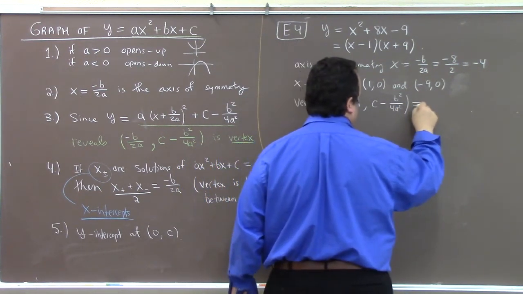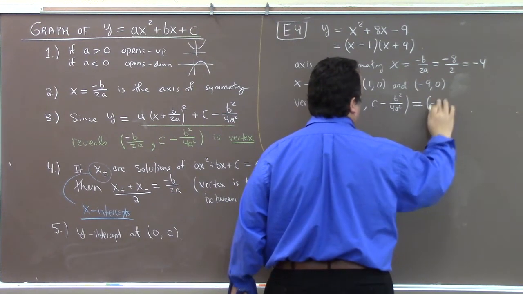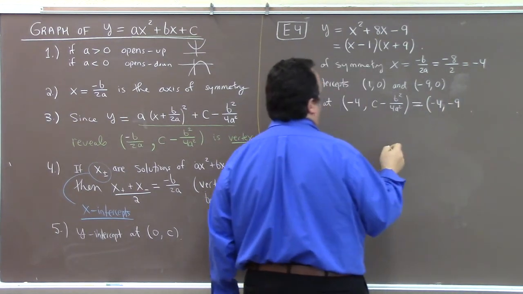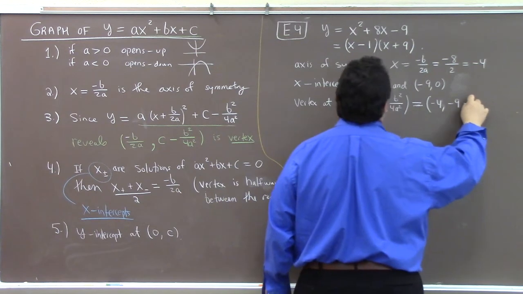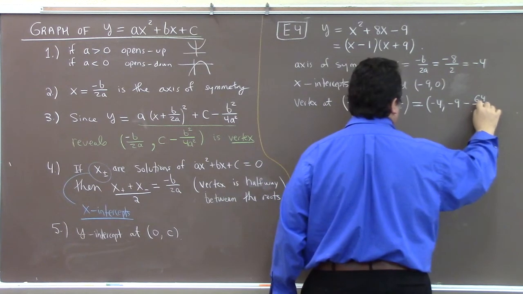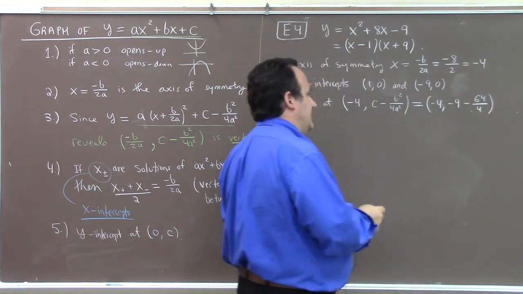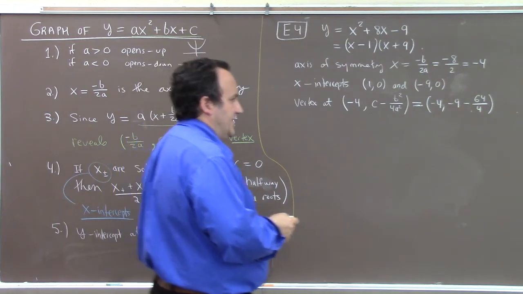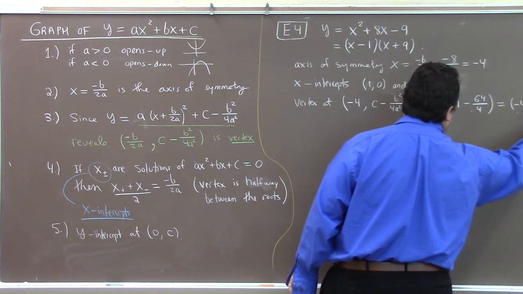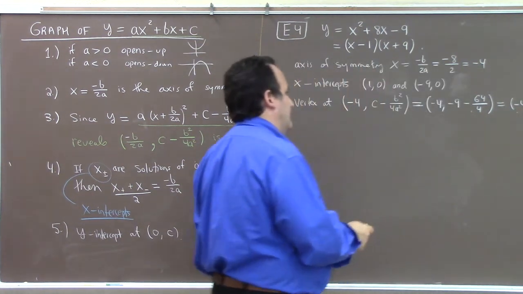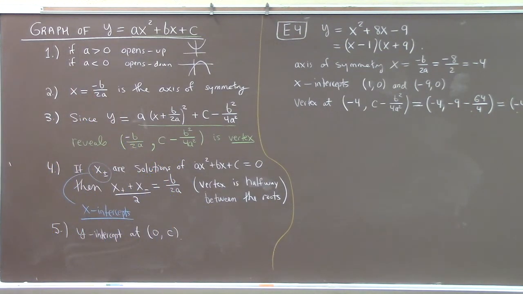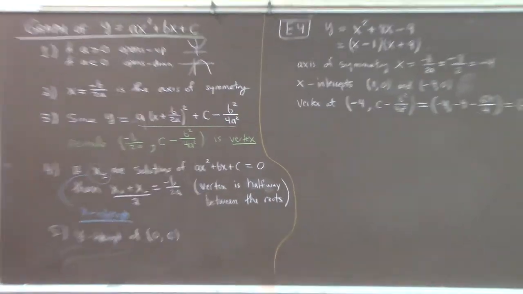So that's minus 4. Let's see here. c is minus 9. And then minus what? b squared, 64 over 4. Well, 64 over 4 is 16. Minus 9 minus 16 is minus 25. So we've got (minus 4, minus 25) as my vertex. All right, so I better make sure my vertical scale is generous enough to account for that.